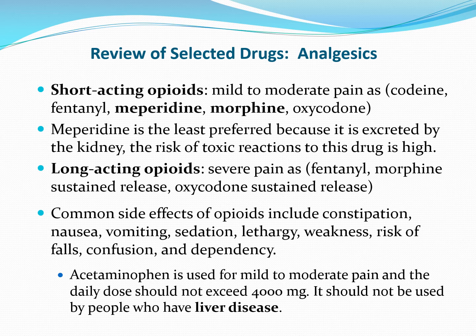Other examples of medications that we frequently use in older adults are the long-acting opioids, for example, fentanyl, morphine sustained release, and oxycodone again, that is sustained release. Some of the common side effects, and you may know this, include constipation, of course, nausea and vomiting, sedation, lethargy and feeling weak.